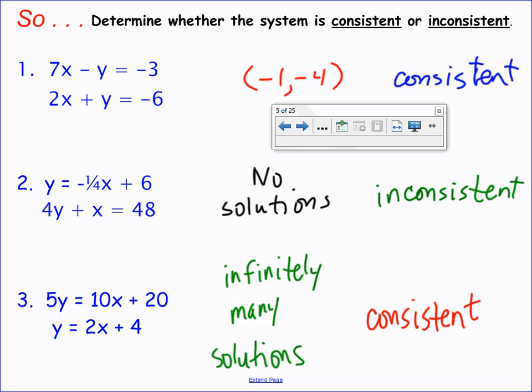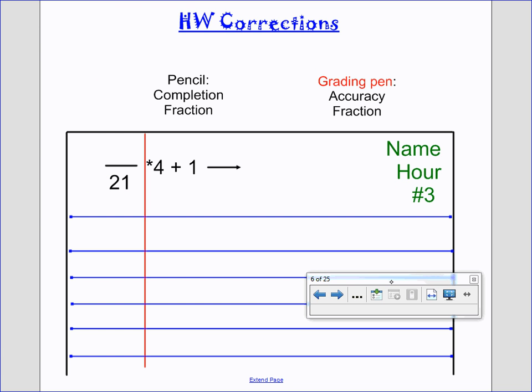What questions do you have on today's Bellwork discussion? Okay. Then let's go ahead and pause the recording and we'll take care of our homework check.